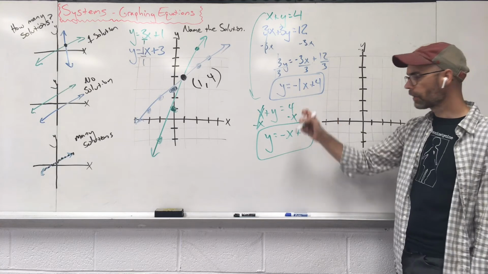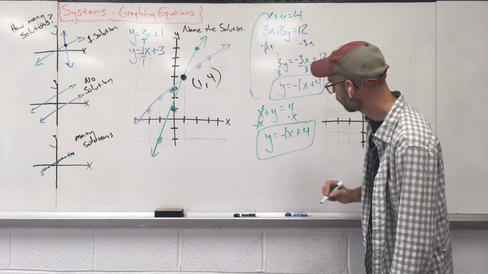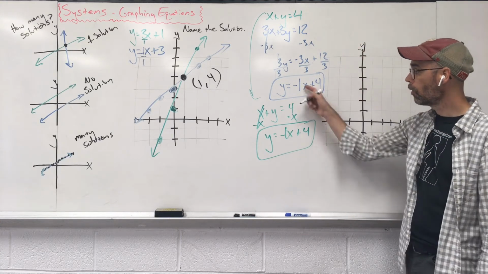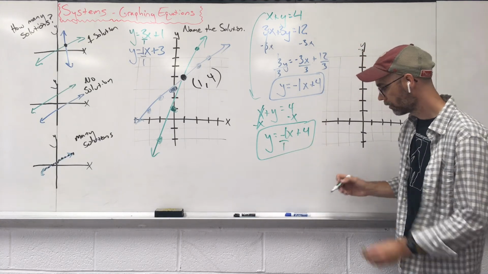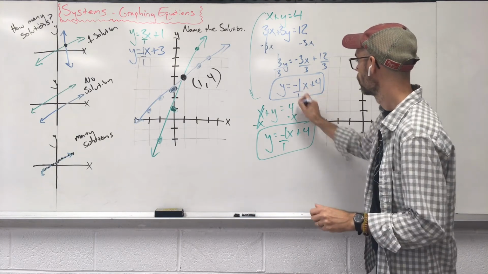Here I have a number in front of x. Here I do not. I can put a number here, and I'm going to do that. I'm going to put a 1. I can turn both of these to fractions. So let's put negative 1 over 1, negative 1 over 1.